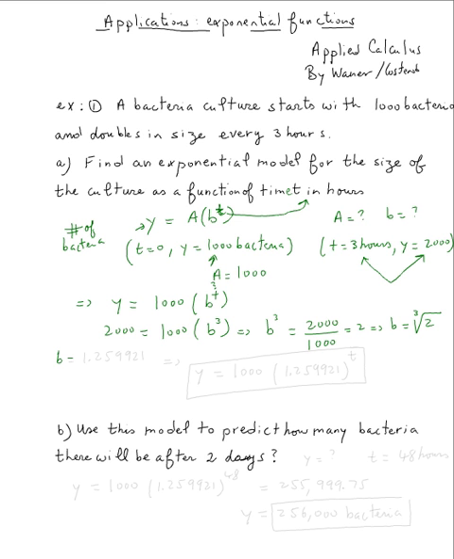So the cube root of 2 is what? We use 6 decimals. So it's 1.259921. Now all we need to do is plug it back in. So y is equal to a, which we found out is 1,000, and then b, which is 1.259921, to the t, where the independent variable is t, and this is the exponential function y.